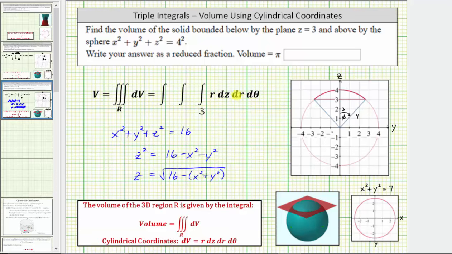We need to express z in terms of r and theta, and x squared plus y squared equals r squared. And therefore z is equal to the square root of the quantity 16 minus r squared, which gives us the upper limit of integration for z.